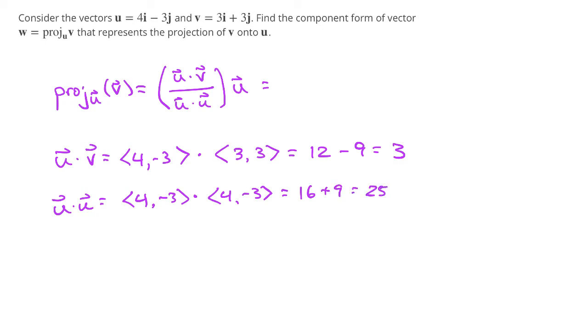And so we have a scalar of 3/25 times our vector u, which was 4, -3. This gives us the vector 4 times 3 is 12 over 25, and -9 over 25. So here we've obtained our vector projection.